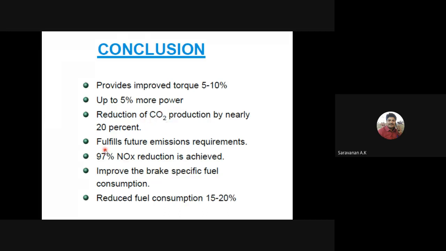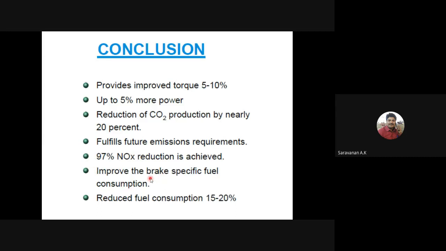Then it fulfils the emission requirements also. For BS6 engines, we use mostly this type of injection system, so it will fulfil the emission norms. Here about 90% of NOx will be reduced. Why? Because NOx is mostly produced by the unburned combustion of the fuels. But in the direct injection system, complete burning occurs, so we can reduce the NOx.